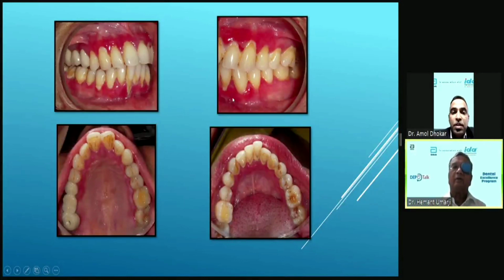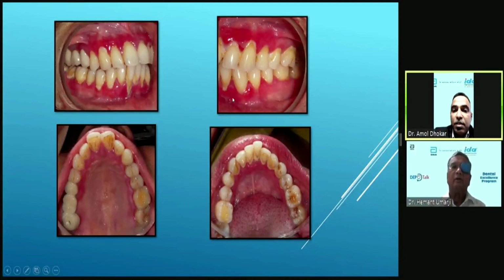Okay. Sir, after this desquamative gingivitis, is it some particular disease, or are there multiple diseases which can be categorized as desquamative gingivitis?